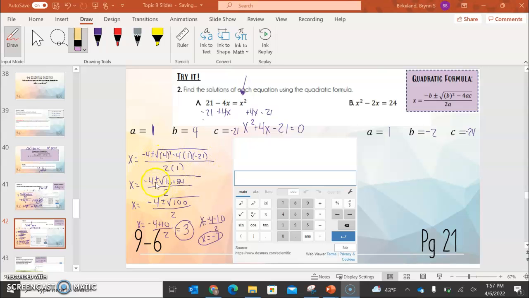do the math, and when I solve this one, I actually get a square root of 100. This one feels a little bit nicer because we know the square root of 100 is 10. Keep in mind this plus or minus. This means that one solution is negative 4 plus 10, which would be 6 divided by 2, and that's 3. The other one is a negative 4 minus 10. And if we divide that by 2, we get negative 7. These would be the solutions of our quadratic equations.